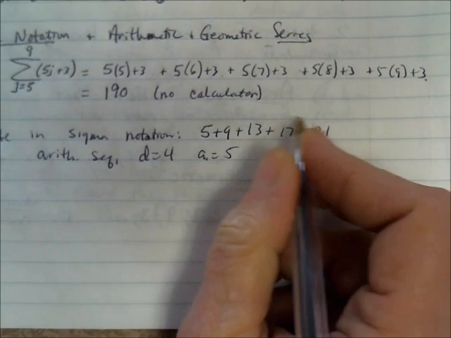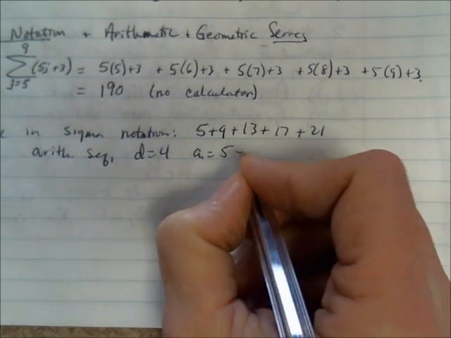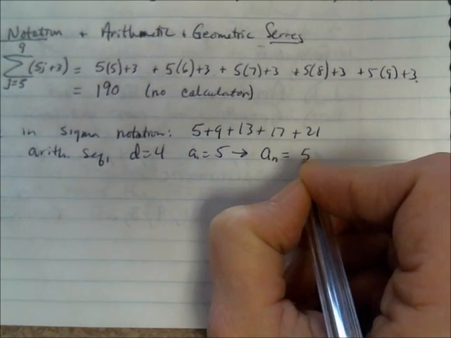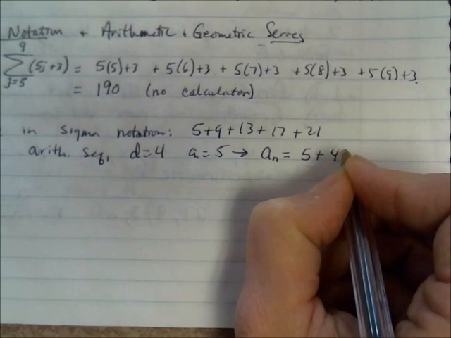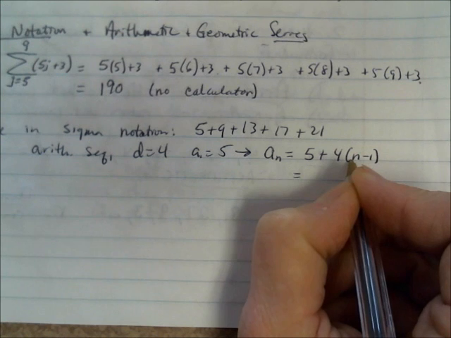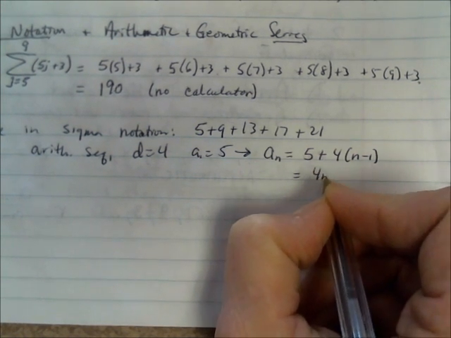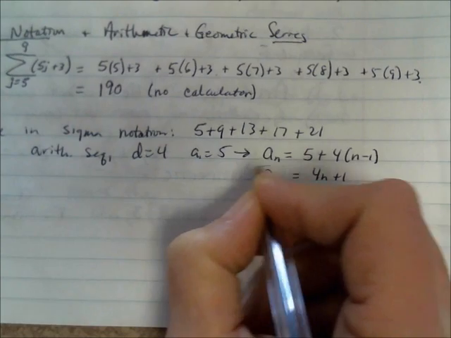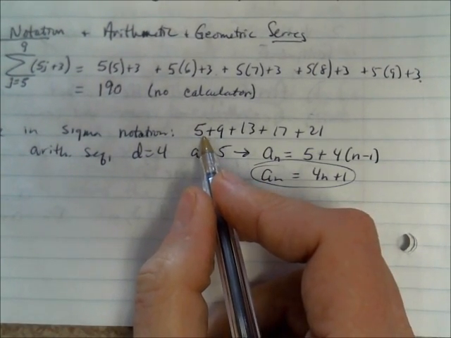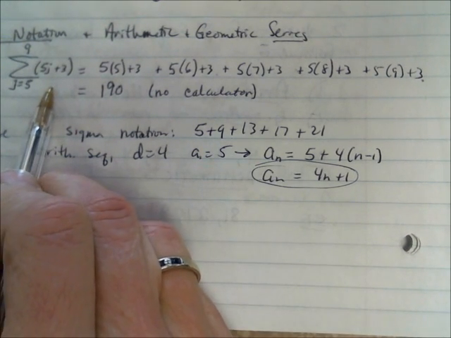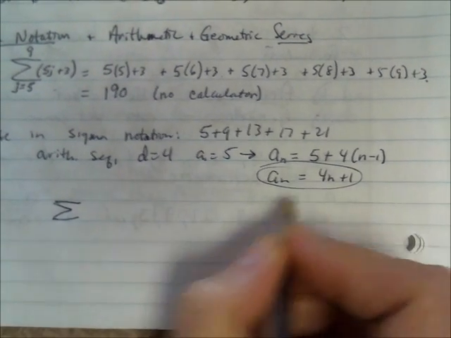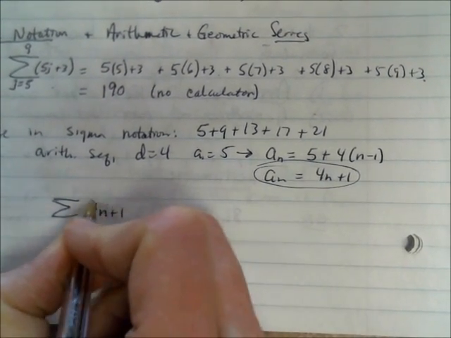So if I wanted to write this out as a formula, this formula says that the nth term is equal to 5 plus 4 times n minus 1, which is the same thing as 4n plus 1. So that's the formula that we're going to use. And when we come up with a formula for this set of numbers, that's the formula that we use inside our sigma. So we'll start out writing a sigma. We've got 4n plus 1.